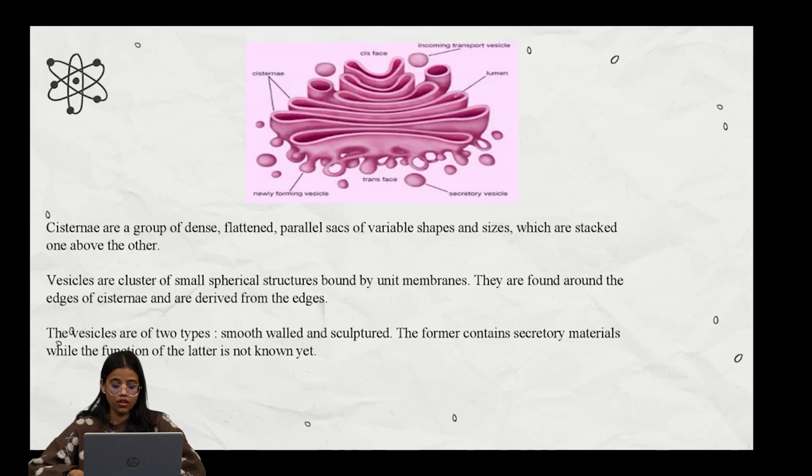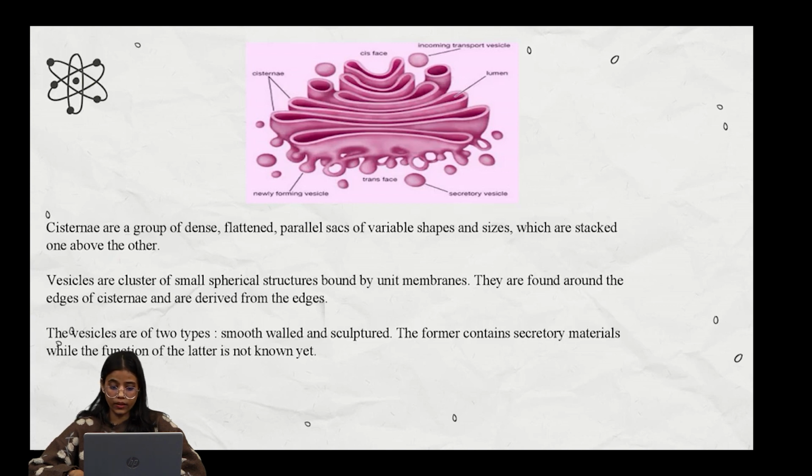Now, cisternae are groups of dense, flattened, parallel sacs of variable shapes and sizes which are stacked one above the other. You can see it in the diagram. And vesicles are clusters of small spherical structures bound by a unit membrane. They are found around the edge of the cisternae and are derived from the edge. The vesicles are of two types. The first is smooth-walled and the second is sculptured. The former contains secretory material, while the function of the latter is not known yet.